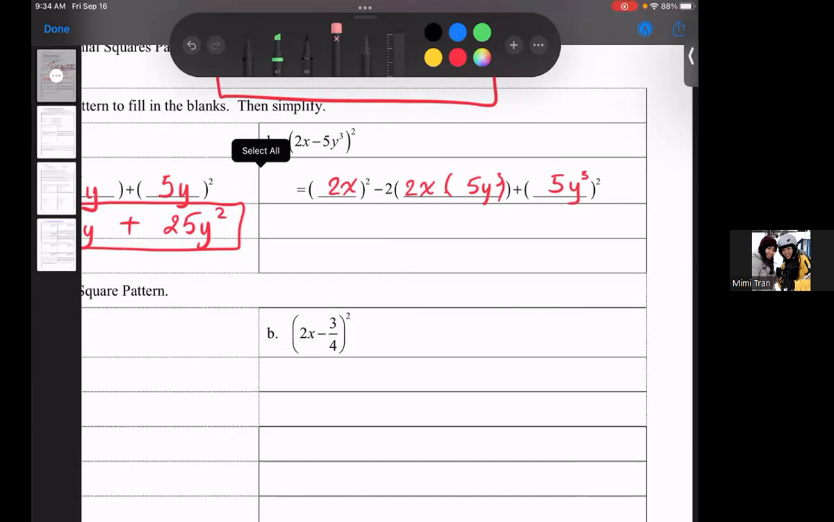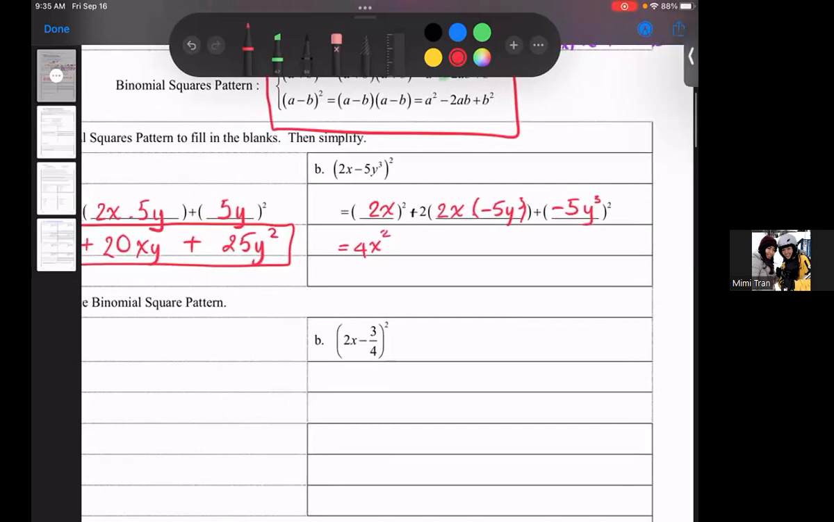So maybe I'll do this. You know what? I'll just put the plus here, and then I'll keep my negative because that's what everybody is doing. Negative. All right. The first one, 2x squared is 4x squared. And then the last will be what? Remember, power rule. What do you do? Power rule.